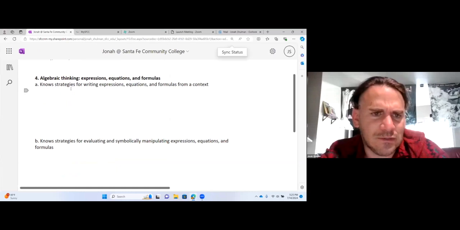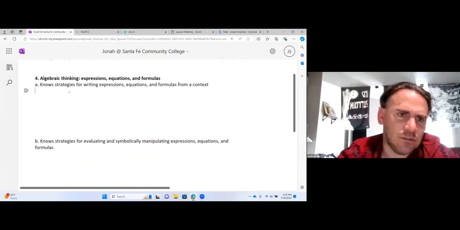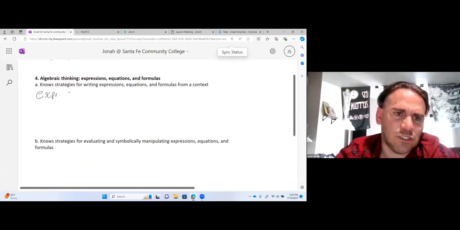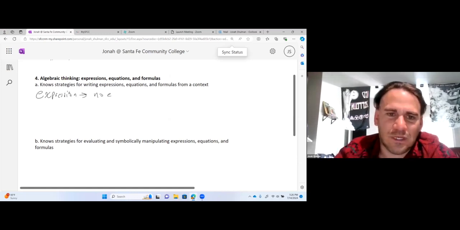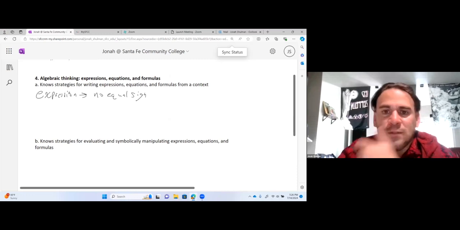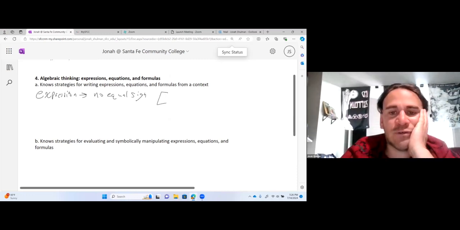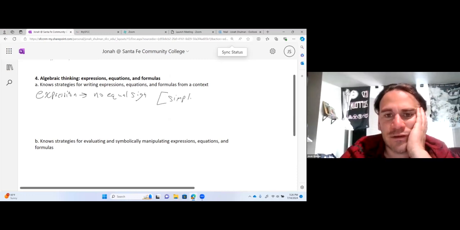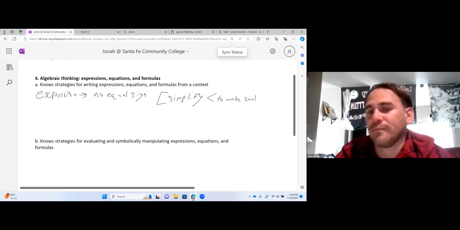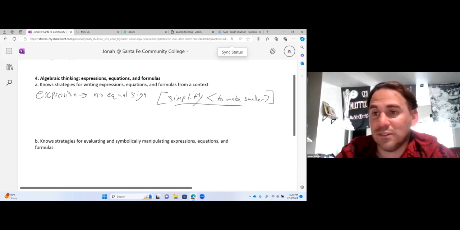So we have these things. So what is an expression? An expression is basically no equal sign. So that's like every time you're going to see the word simplify, you're working with expressions. And simplify really just means to make smaller. That's a lot of PEMDAS stuff like this. So that's what the expression is going to be.